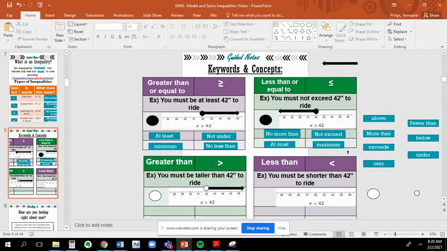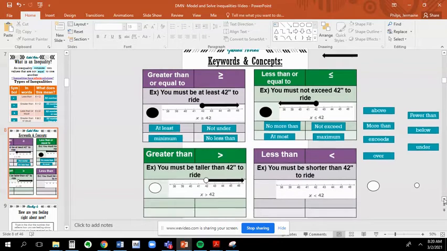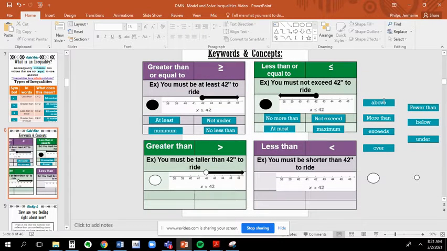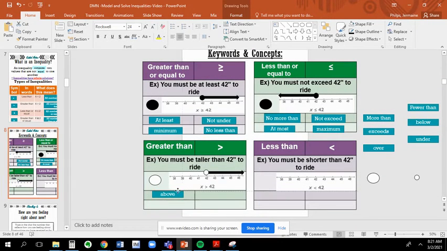So some keywords for greater than to let you know that we're dealing with greater than: above, more than, exceeds, and over. All of these deal with greater than.